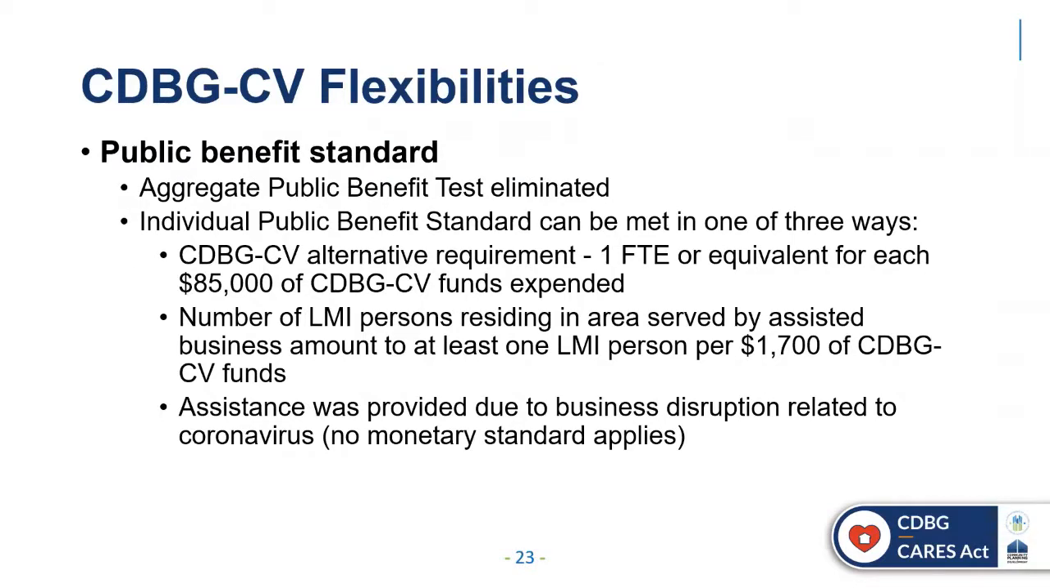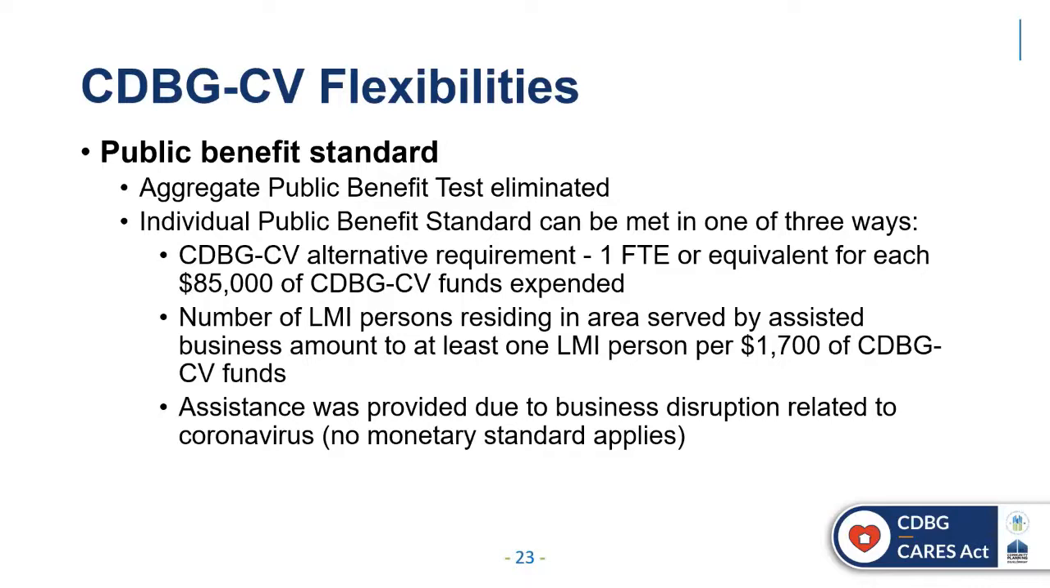As this slide shows, the aggregate public benefit test has been eliminated, making a group of you happy, I'm sure. The individual public benefit standard for economic development activities under CDBG-CV can be met in one of three ways. This is a modification from regular CDBG. There must be one FTE created or retained for every $85,000 of CDBG-CV used. That's one way. Second way would be the number of LMI persons in the area served by the assisted project must amount to at least one LMI person per $1,700 of CDBG-CV funds invested.